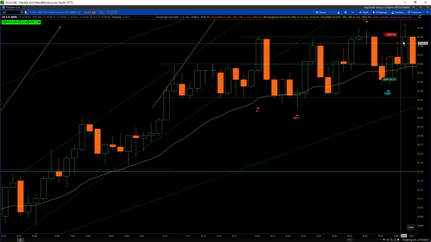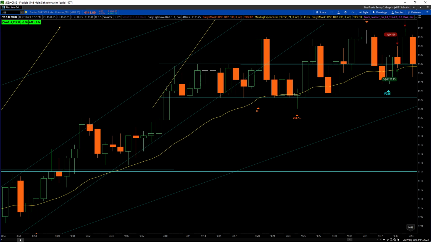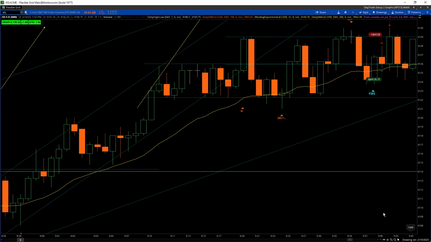I got filled because there's enough room to the top. So that was a green trade. That was my third trade of the day. And then prices keep moving.